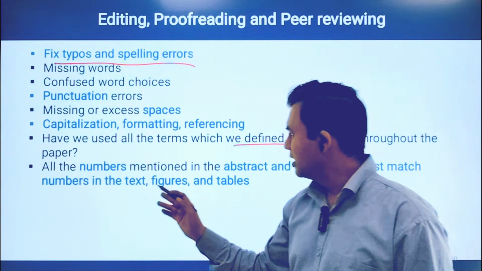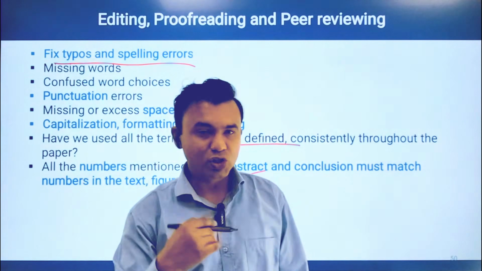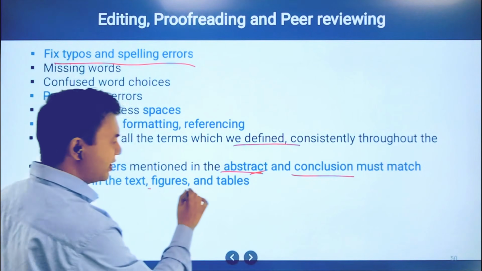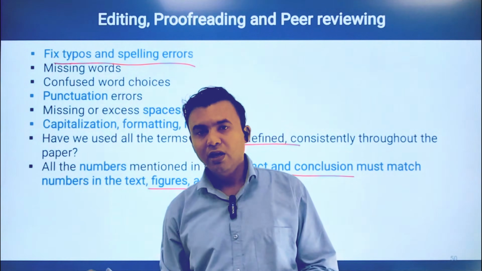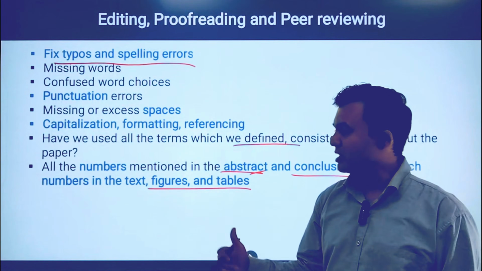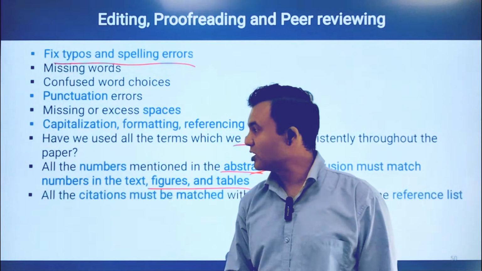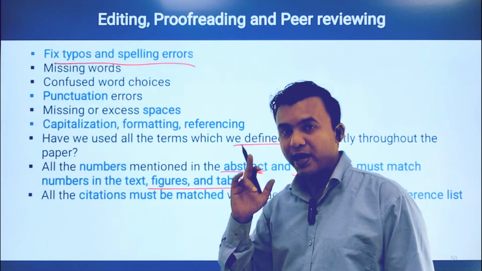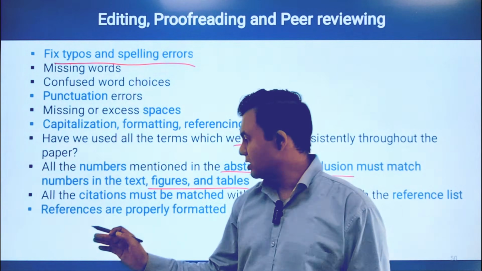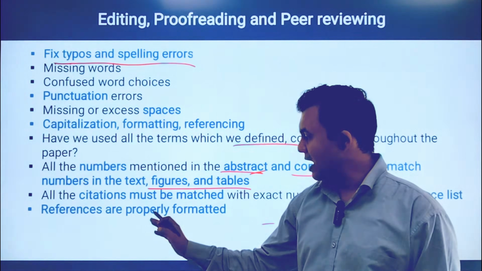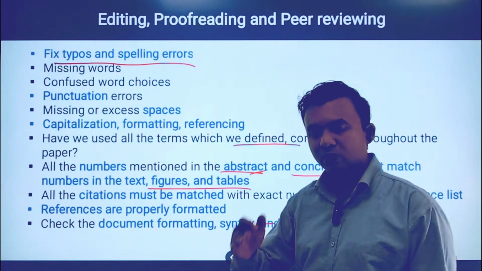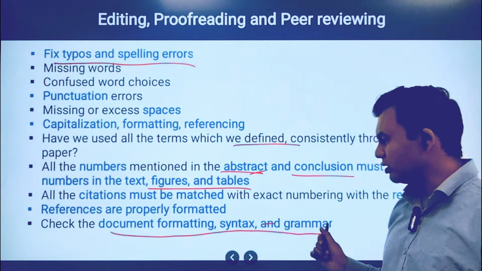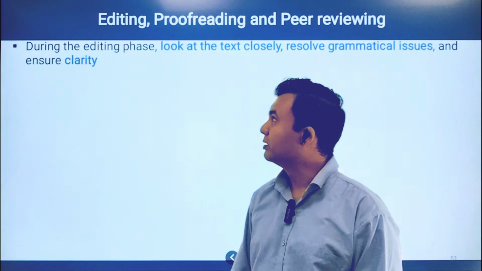All the numbers we mention in the abstract, the conclusion, and in your figures and tables in the core section must exactly match. They must exactly match. There should not be any mismatch. All the citations must match. Whatever I'm citing must match the reference list. The references must be formatted as per the guidelines given by the funding agency or the publisher. Check the document formatting. It must be exactly as per the guidelines given by the publisher.